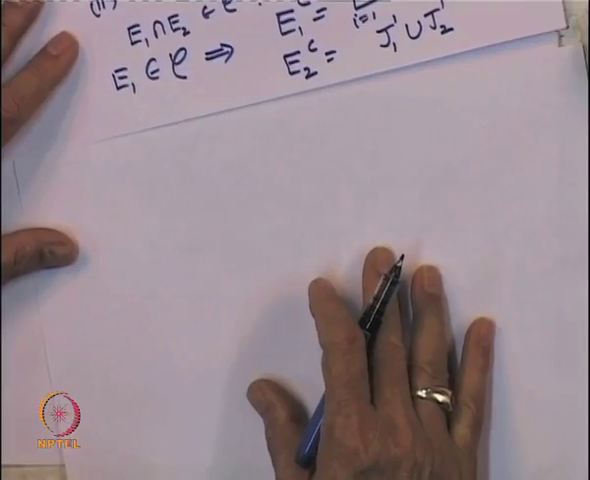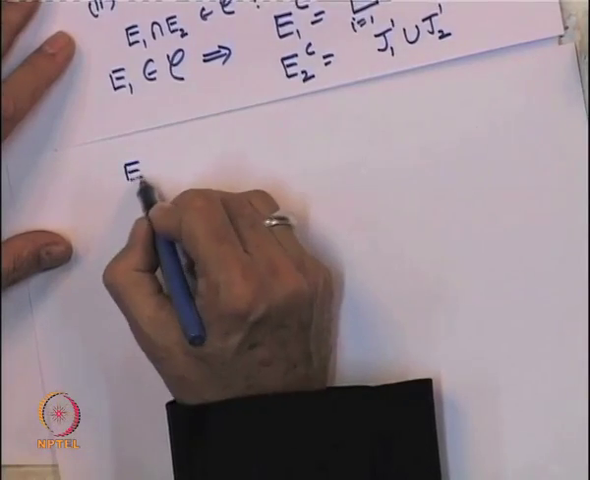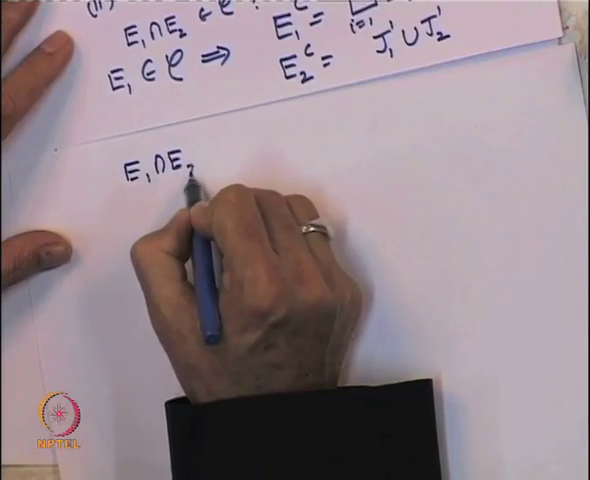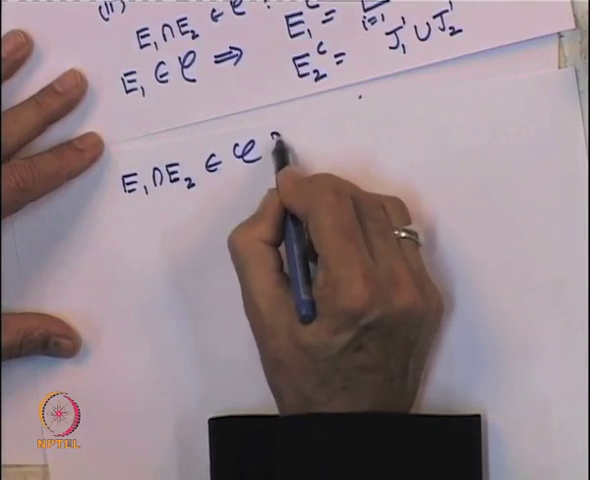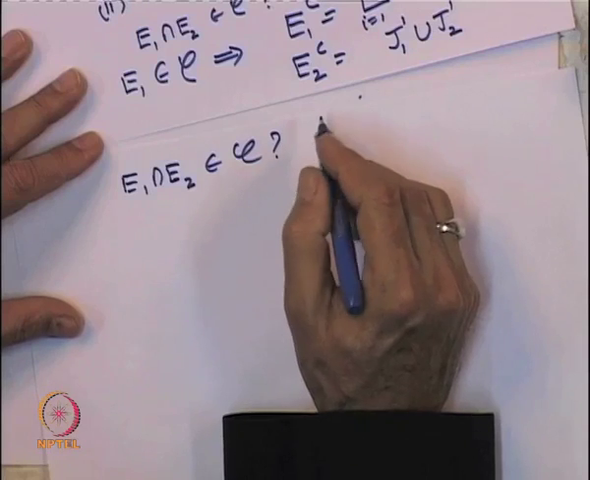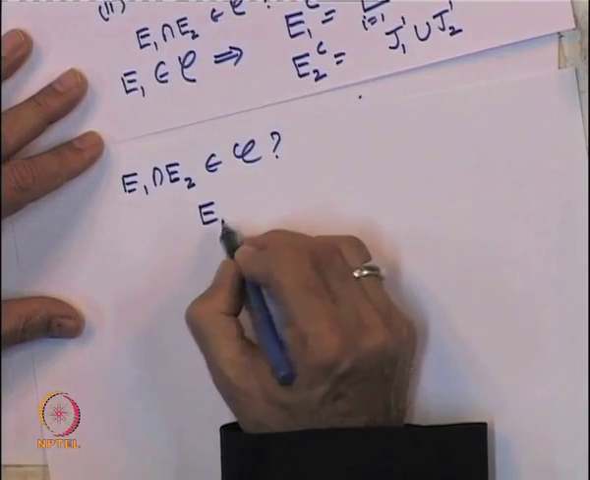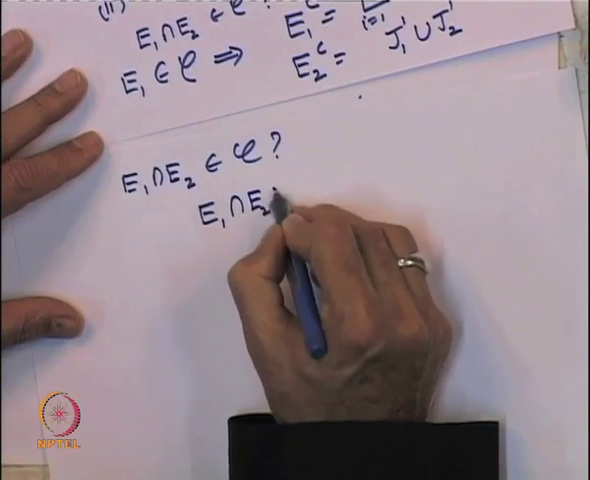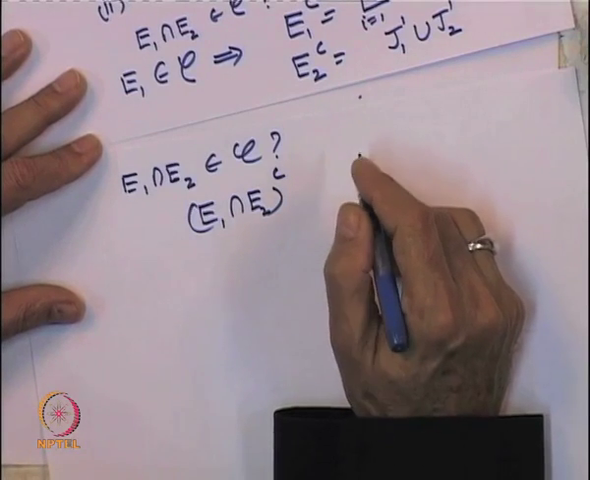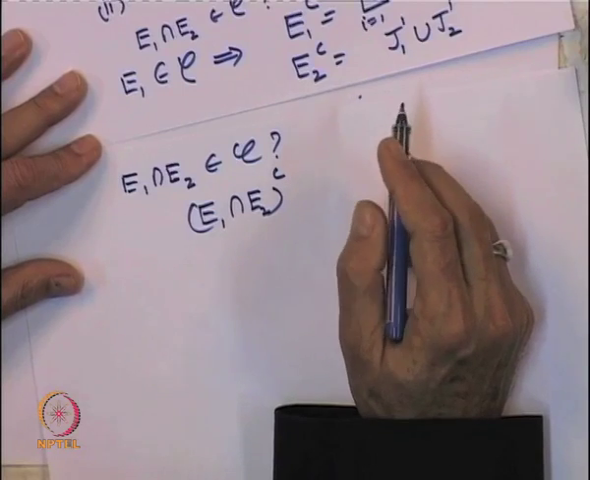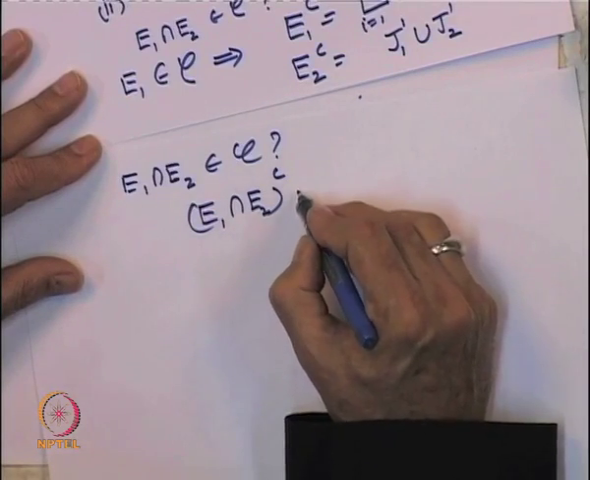But now we want to look at E1 intersection E2, and we want to check whether this belongs to C or not. That means what? I should look at the complement of E1 intersection E2 and try to represent that as a union of two intervals.